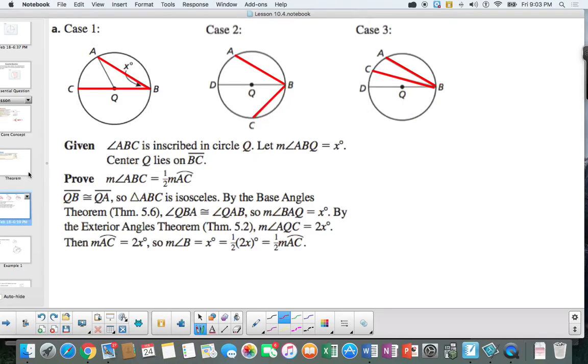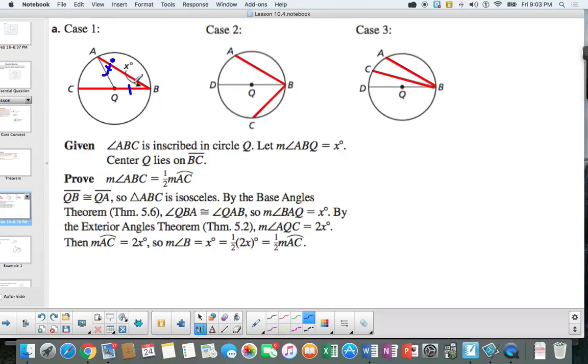Now the proof has 3 cases, and we're only going to look at one case. The case where the inscribed angle is made by a diameter and a chord. What we're going to do is create another radius so that we create an isosceles triangle. So I know that this is congruent to this, and if this is x degrees, certainly this is x degrees as well.